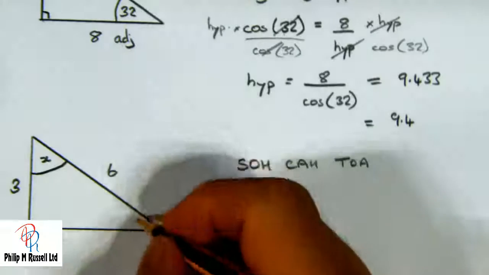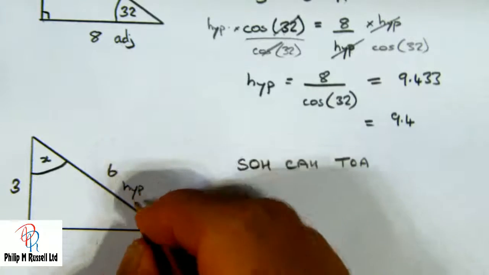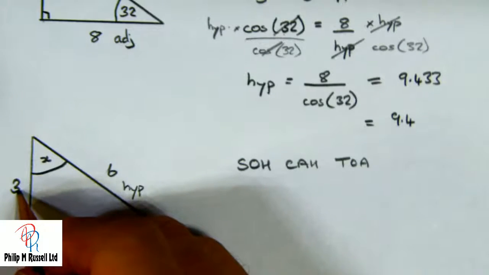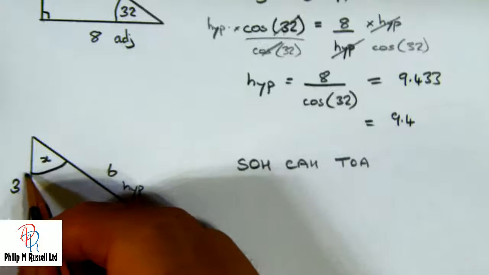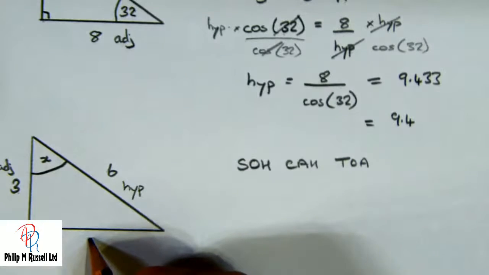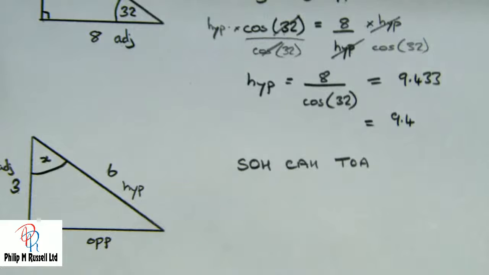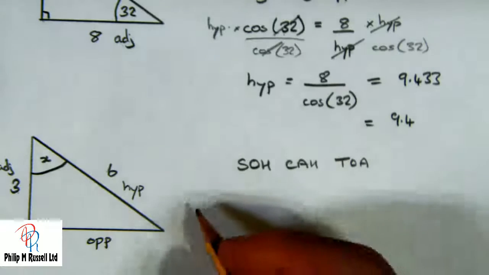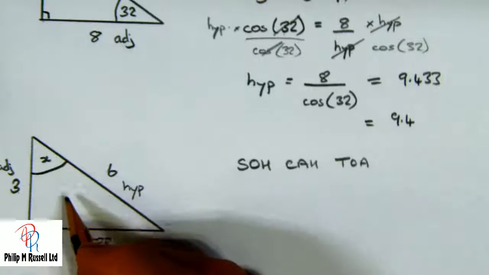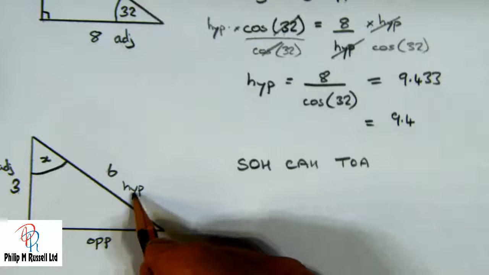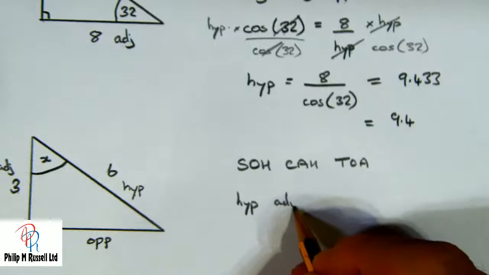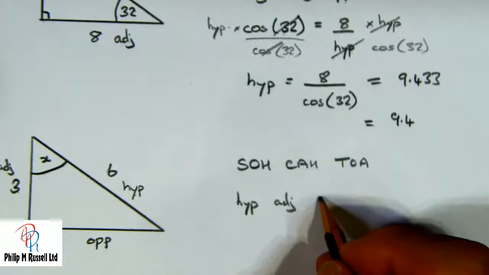We label our triangle. This is the hypotenuse, it's opposite the right angle, it's the longest side. 3 is next to the angle I want to find, so this is the adjacent, and down here we've got the opposite. Where are we going to start? Well, we've got here the hypotenuse, we've got the adjacent, and we want to find the angle.